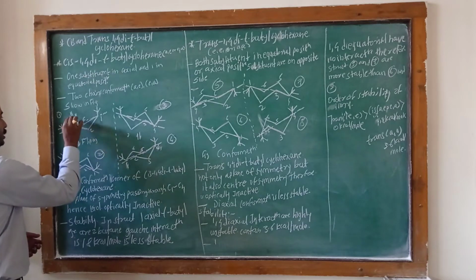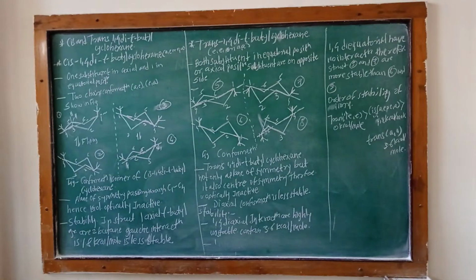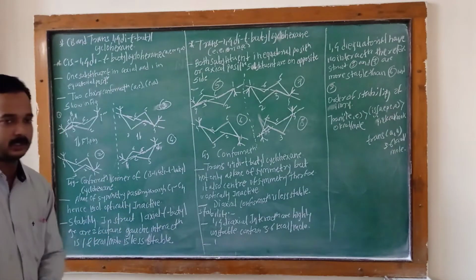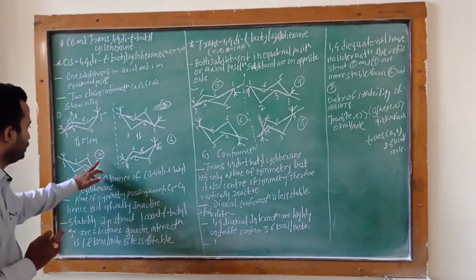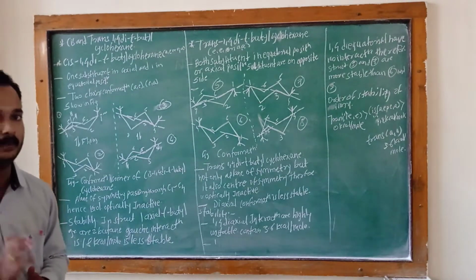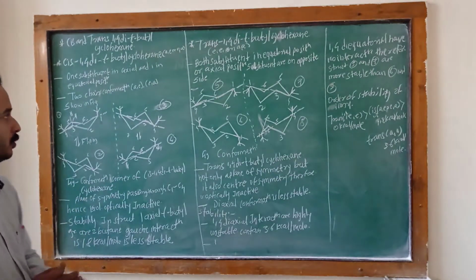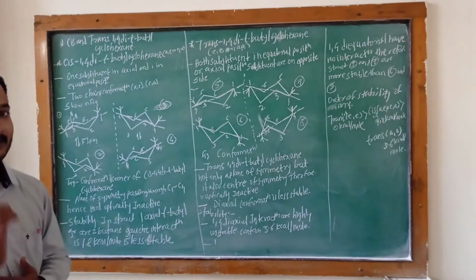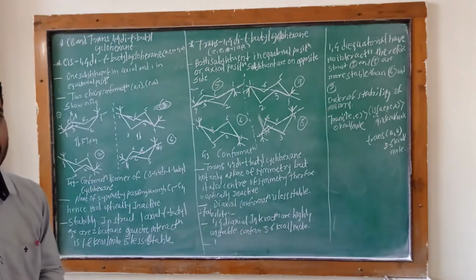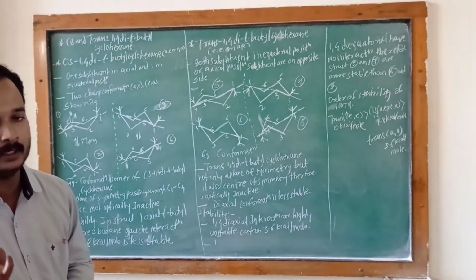Look at this. This one axial tertiary butyl group shows two butane gauche interactions. This is the first and this is the second. These two butane gauche interactions due to the one axial tertiary butyl group amount to an energy of about 1.8 kilocalorie per mole, and it is less stable.